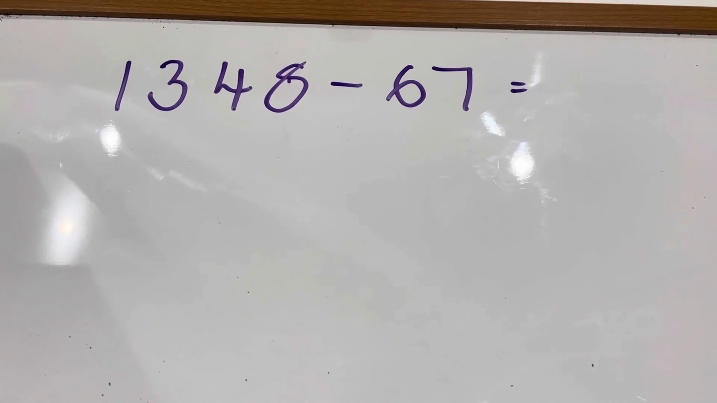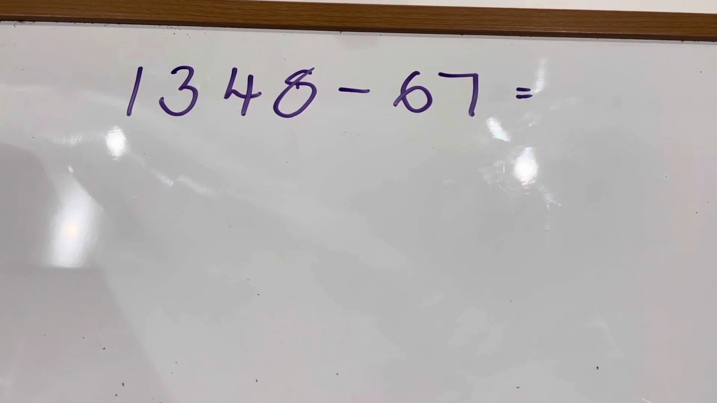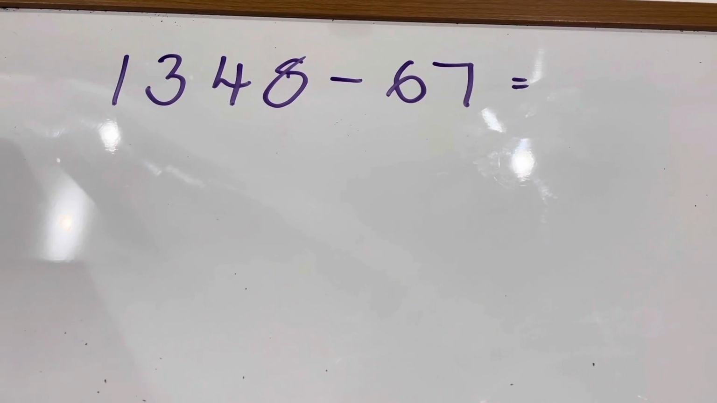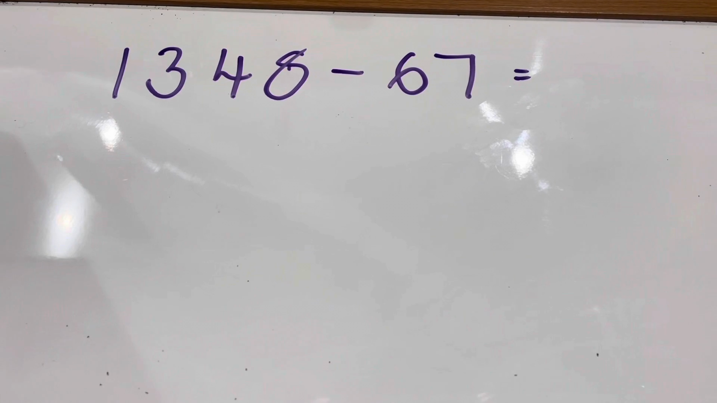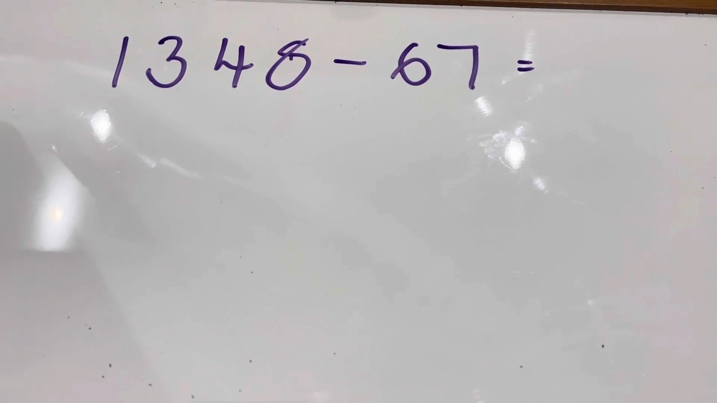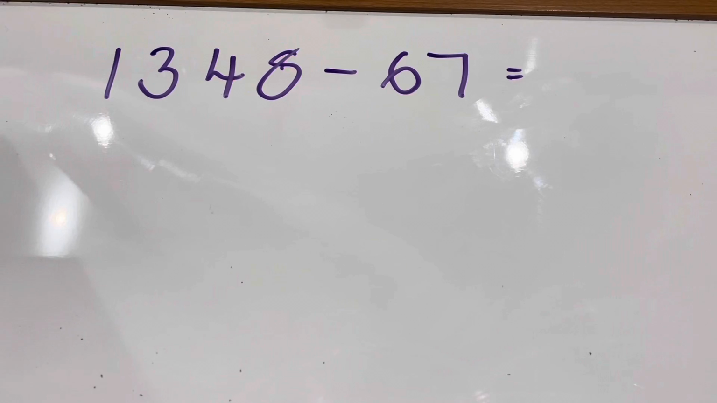Here's your question. 1,348, take away 67. Before you start, let's go through the steps. Start your number line on the biggest value. Partition the small number. Think about the chunks you can do. Try and work to a friendly number.